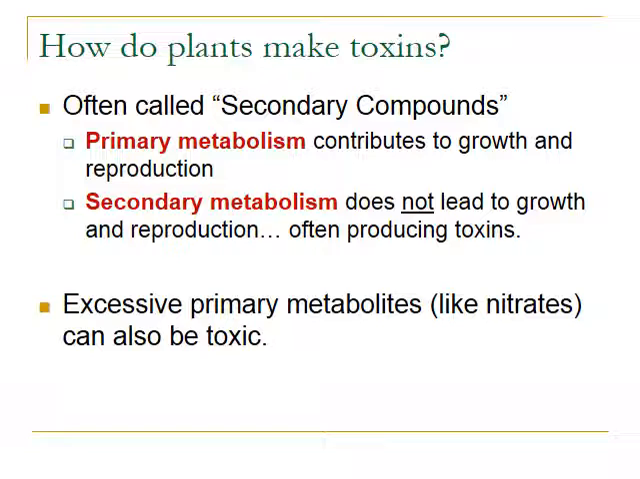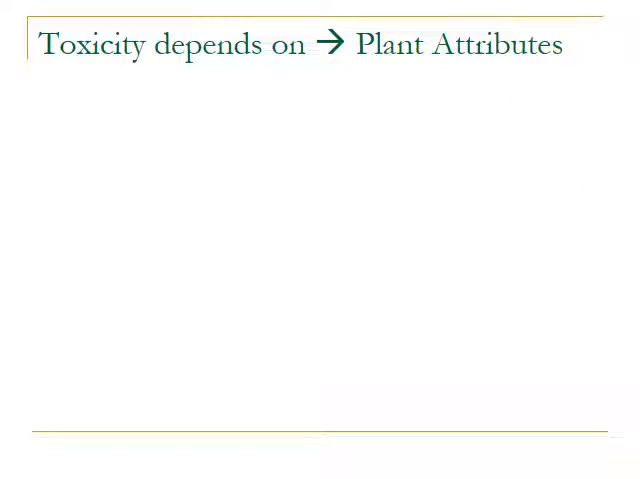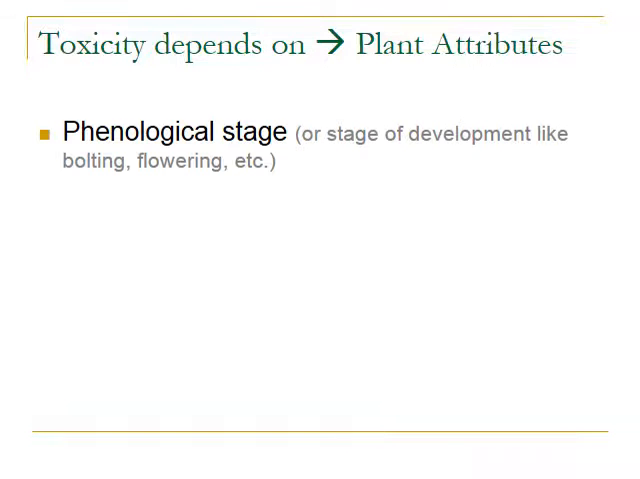Keep in mind, though, that some of the metabolites that come out of primary metabolism, such as nitrates, are used in growth and reproduction, but they can also be toxic to the animal. If too many nitrates are eaten, it can cause death and loss of activity in the animal. So we'll talk about nitrates as an example. Okay, that all sounds really simple. The plant has a compound, it affects the animal, but how toxic a compound is really complex. There's a whole set of plant attributes that influence how toxic a compound is to an animal.